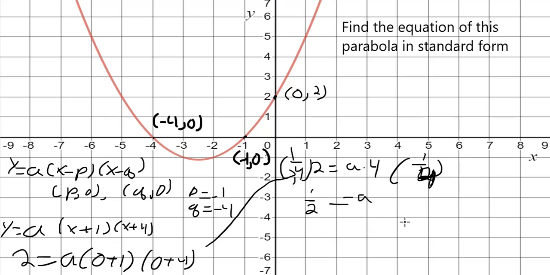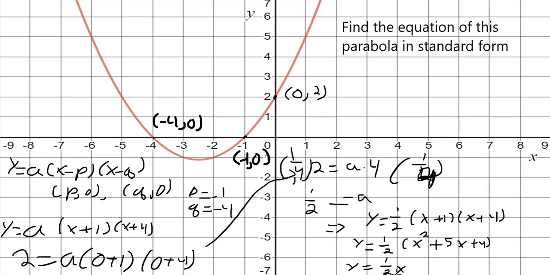Then I'm going to plug that into my equation and I get y equals 1/2 times x plus 1 times x plus 4. Then I'm going to distribute: x times x is x squared, x times 4 is 4x, 1 times x is x, so adding those I get 5x, and 1 times 4 is 4. Then I distribute the 1/2 to get 1/2 x squared, 1/2 times 5x is 5/2 x, and 1/2 times 4 is 2. And that is my equation in standard form.